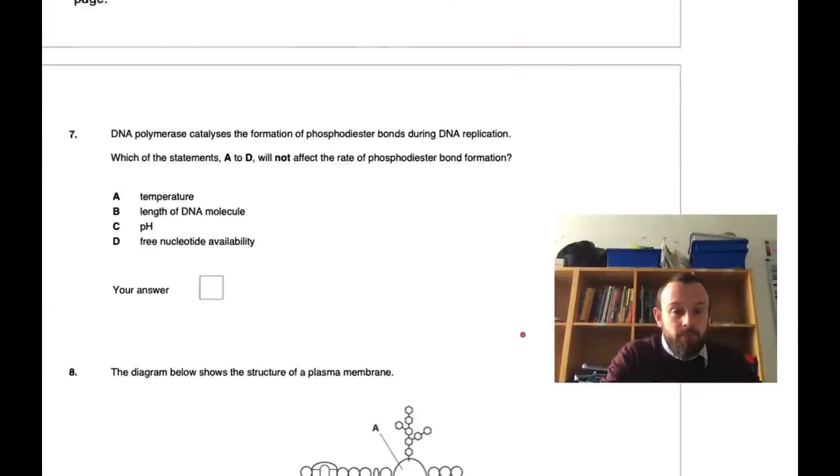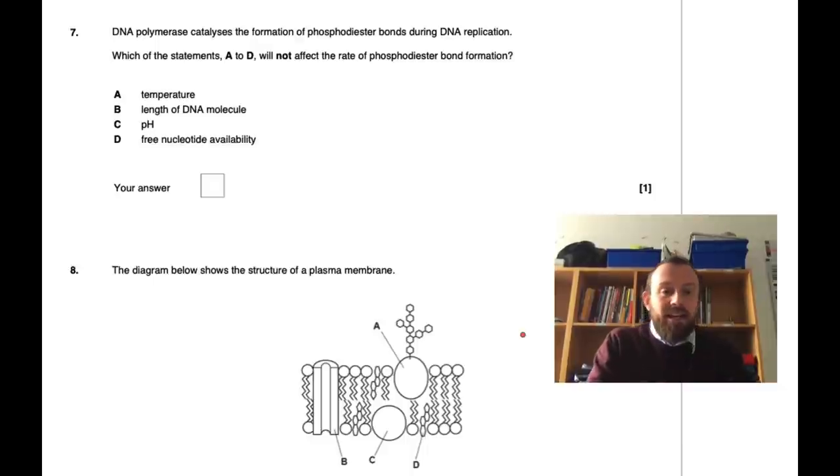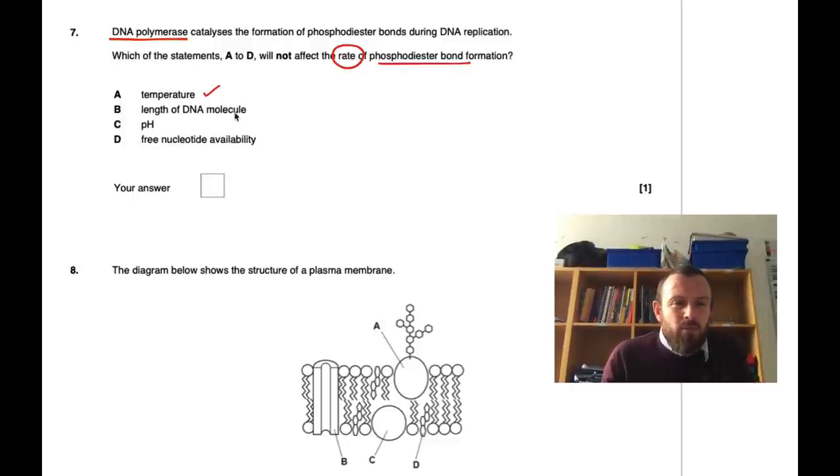Moving on. Seven. DNA polymerase catalyzes the formation of phosphodiester bonds during DNA replication. Which of the statements, A to D, will not affect the rate of phosphodiester bond formation? So we're talking about an enzyme that makes bonds, and we're talking about the rate of the enzyme, okay? So temperature will affect the rate. The length of the DNA molecule will not affect the rate. The pH will affect the rate, and the free nucleotide will affect the rate, because free nucleotide availability is basically the substrate, okay? How much substrate? So substrate affects enzyme rate, pH affects enzyme rate, temperature affects enzyme rate.